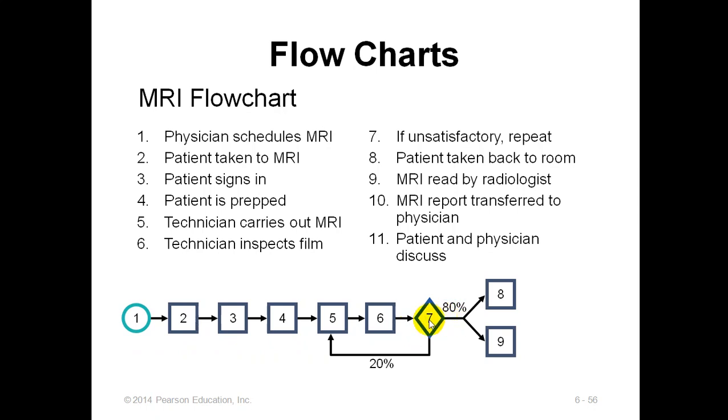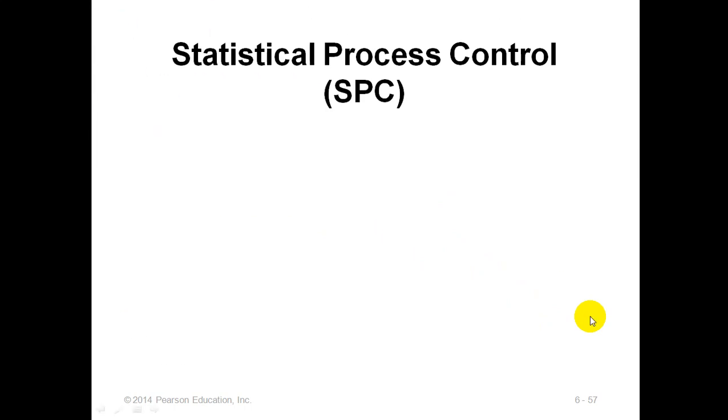If step 7 is not fulfilled, for example if the patient's blood pressure is very high or the patient is not ready for the MRI, the process will go back to step 5. Then the technician carries out the MRI again, and the patient is signed in the process. Then we want to identify what the issue is in the process. If the MRI report is transferred to the physician, then 8 and 10 can discuss the patient together. So this is how we can analyze the issue.